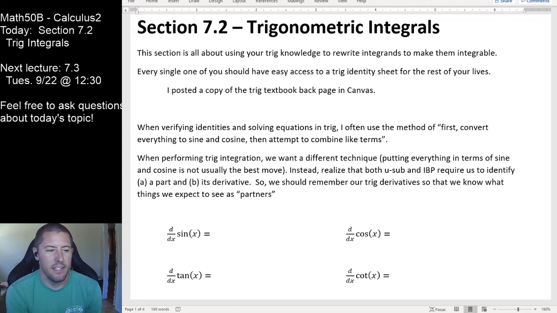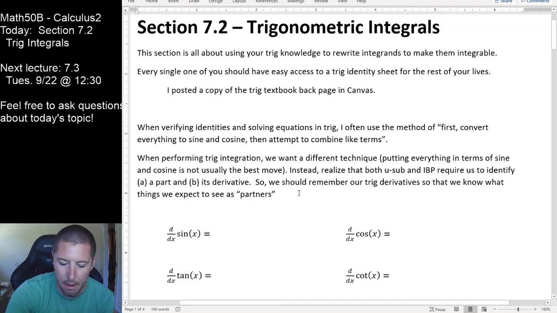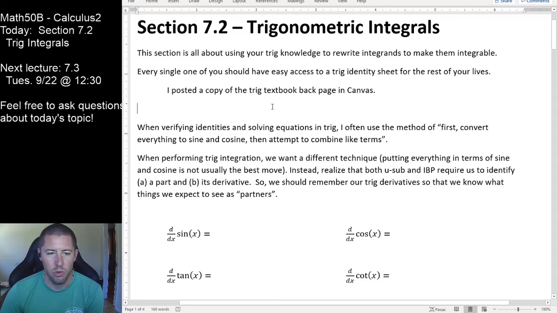My general statement here is that every single one of you should have easy access to a trig identity sheet for the rest of your lives. That is something you will always want to be able to look stuff up on rather than plan to memorize everything all the time. Memorization is usually not worth our time, and the further and further you go in school, the more and more it matters that you are good at using your resources rather than trying to memorize everything that you come across.